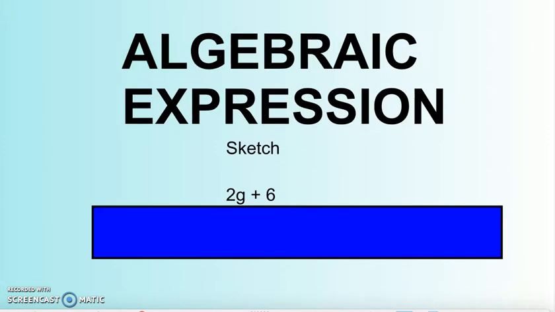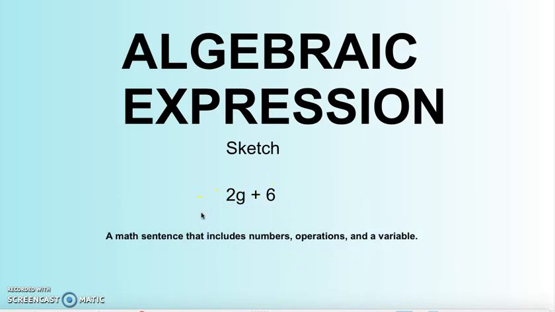Next word, algebraic expression. Here's a sketch. So here's an example. What do you think the definition is for algebraic expression? Pause the video so that you give yourself some time, and then I'm going to reveal the definition in just a moment. Okay, if you said that it is a math sentence, and it includes three things: a number or numbers, an operation or operations, and then a variable.